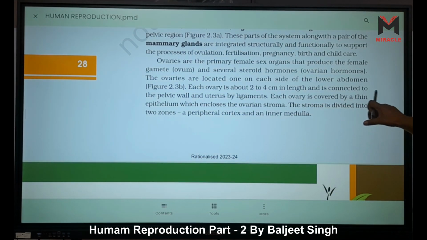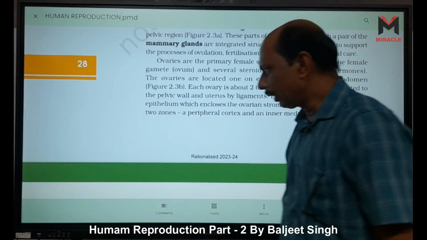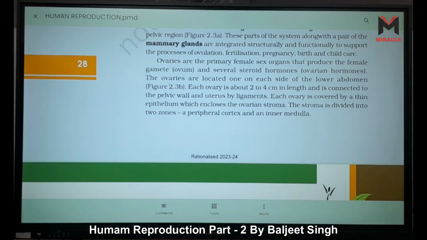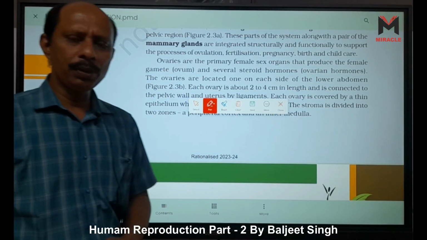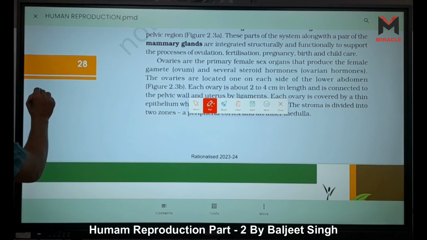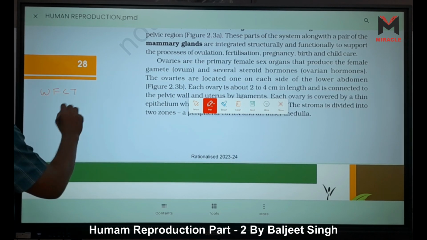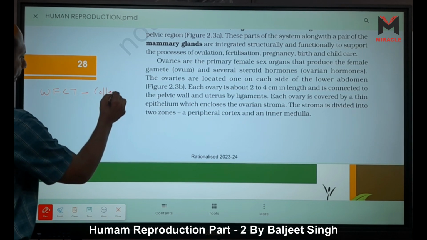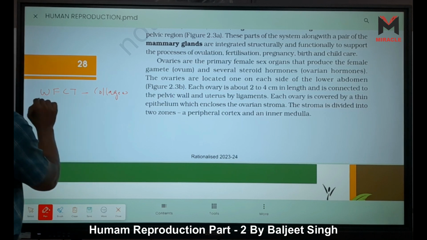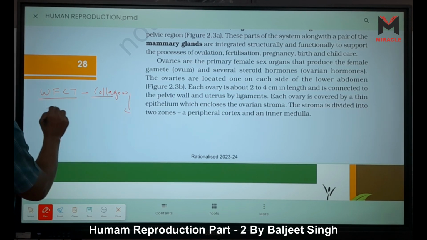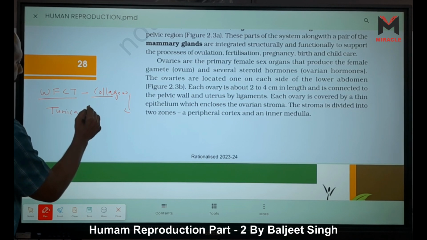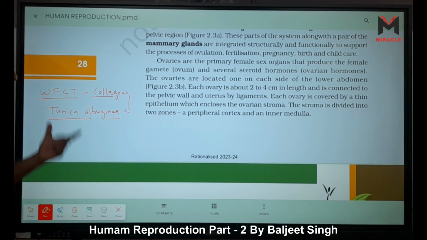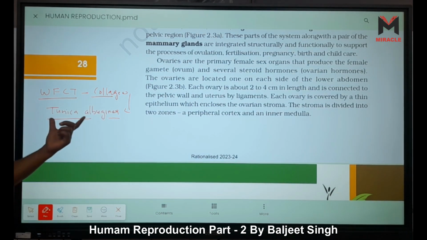Each ovary is covered by a thin epithelium. Which tissue is below it? White fibrous connective tissue, WFCT. And white fibrous tissue is what? Collagen fibers. That is collagen fiber. This covering is called tunica albuginea, which is made up of white fibrous connective tissue, collagen.